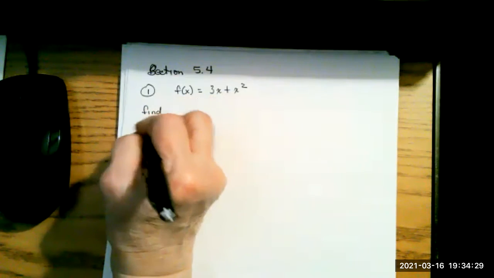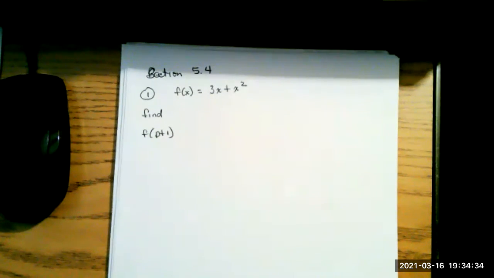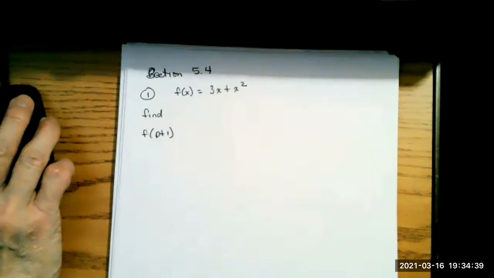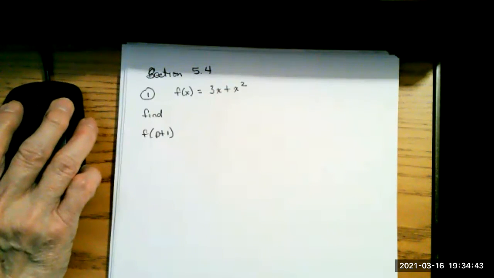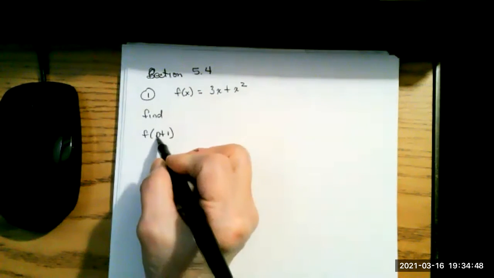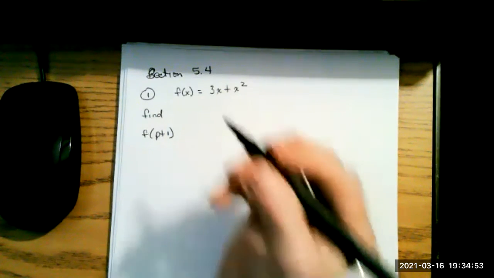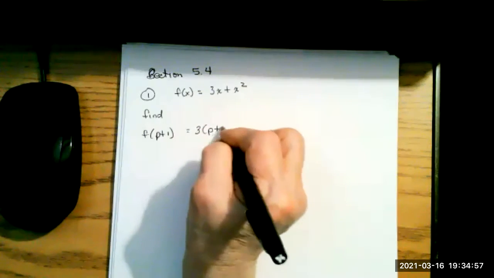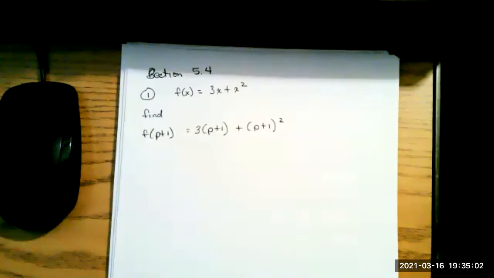f of p plus 1. F of p plus 1. So don't make it hard. It's not supposed to be hard. It's supposed to be easy. So all you're going to do is take the p plus 1, and where are you going to put it? Put it in for x. So it's going to say 3 times p plus 1 plus p plus 1 quantity squared.